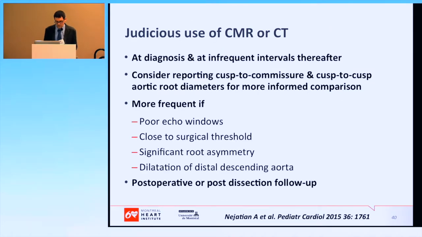So how do we judiciously use CMR and CT? They should be done at diagnosis and at infrequent intervals thereafter. I think the imagers should consider reporting both cusp to cusp and cusp to commissure diameters for more informed comparison with the routine transthoracic echo imaging. And axial imaging should be more frequent if the echo windows are poor, if the diameters are close to surgical threshold, if there's significant asymmetry, or if there is dilatation of the descending aorta, which cannot be seen on echo.